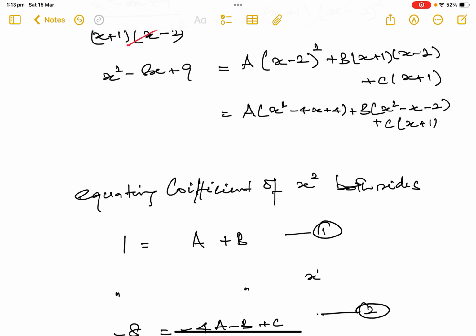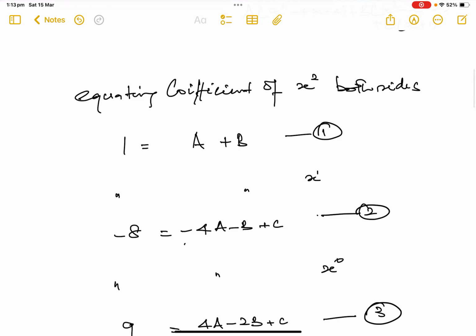Equating the coefficient of x squared to start with: on the left hand side the coefficient of x squared is 1. On the right hand side, the first term is A times x squared, so the coefficient is A. The second is B times x squared, so the coefficient is B. The third, C, has no x squared, so nothing. So A plus B equals 1, which is equation 1.